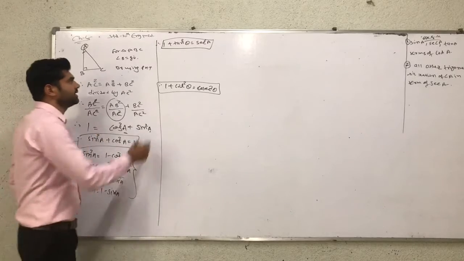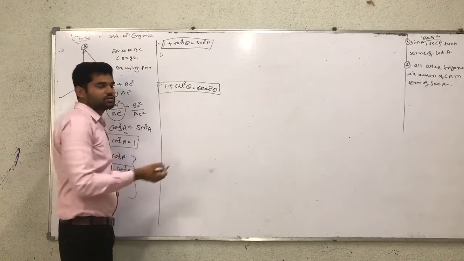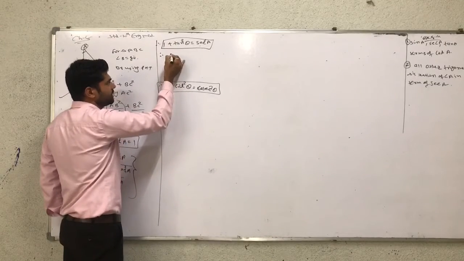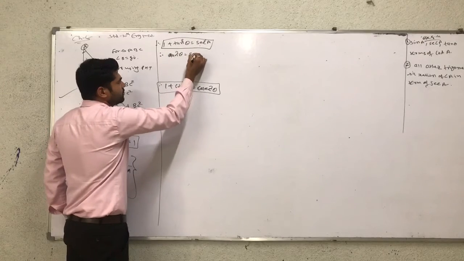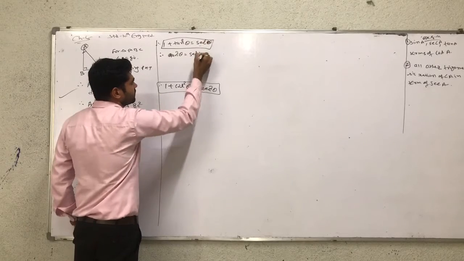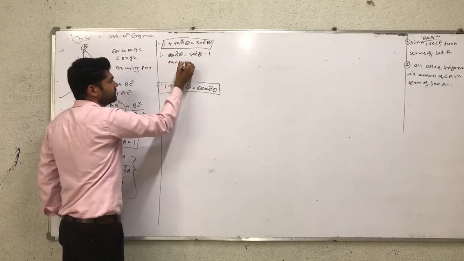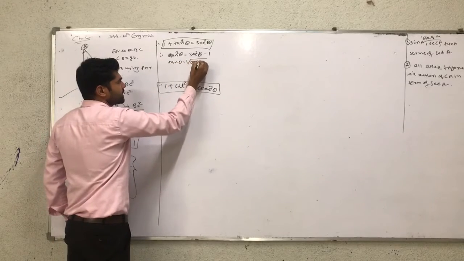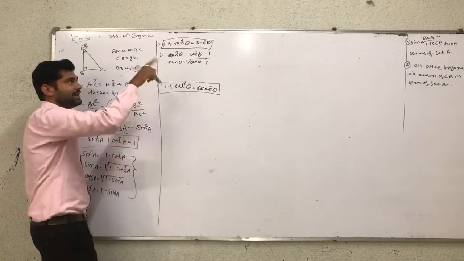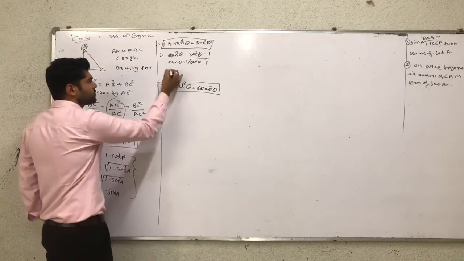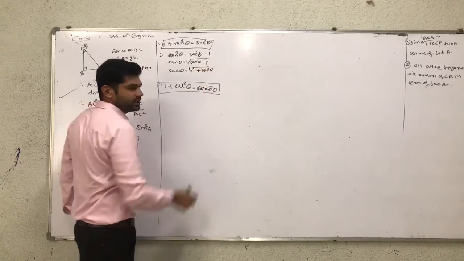In a similar way on the other side, 1 plus tan square is equal to sec square. So sec square minus 1 is equal to tan square. Therefore tan square theta is equal to sec square theta minus 1, sign change. So tan theta is equal to under root sec square theta minus 1. In a similar way, sec square is equal to 1 plus tan square. So sec theta is equal to under root 1 plus tan square theta.